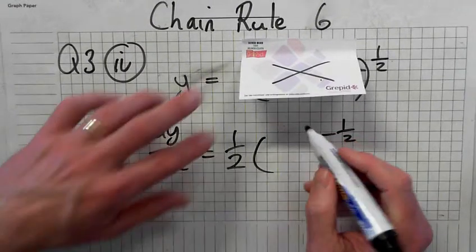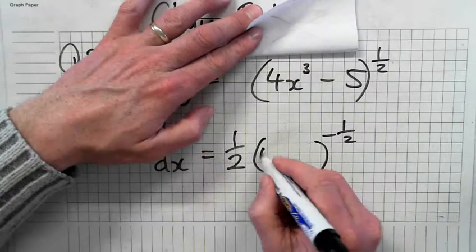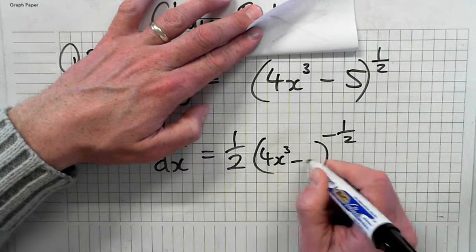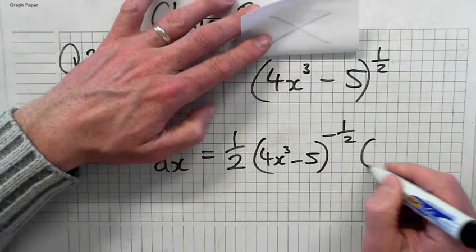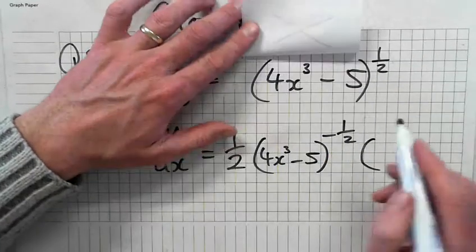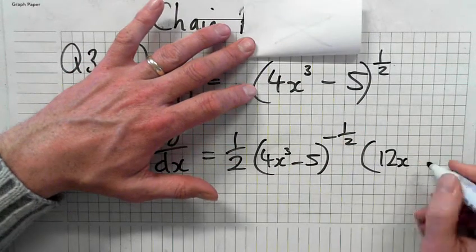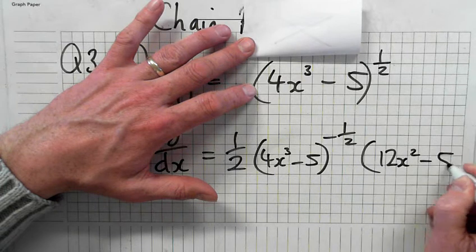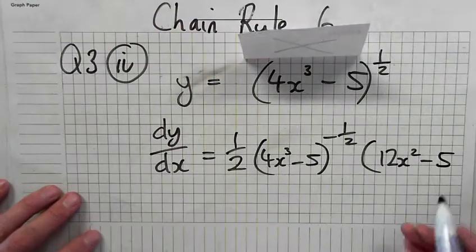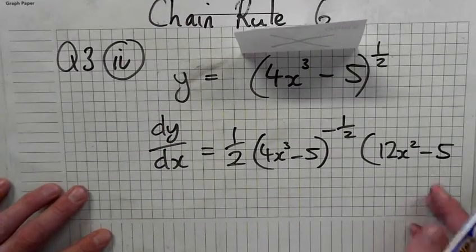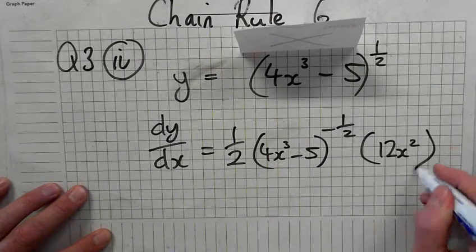What goes inside? 4x to the power of 3 minus 5. Now we multiply that by what's inside the brackets. We differentiate that. 12x squared minus 5. Oh, so 12x squared. Right.